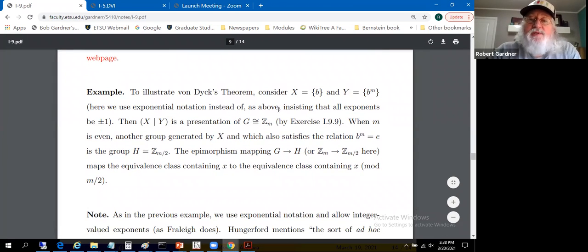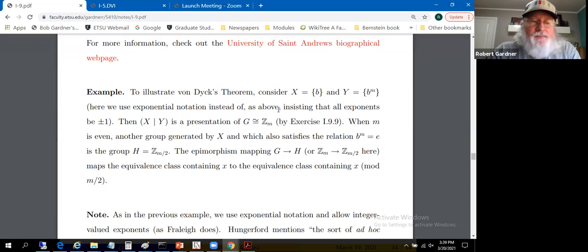Now, let's use this theorem. First, that thing about the biggest group. Here's a relatively easy example to illustrate that. Let set X consist of a single element B, and set Y consist of B to the M. That is, we have the relation that B to the M equals the identity. That's what it means to have a word in set Y.